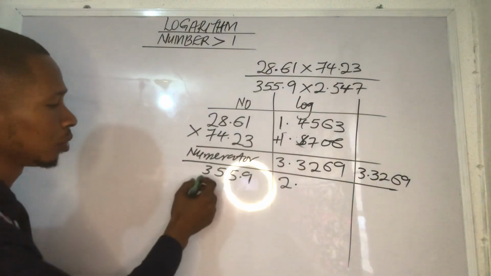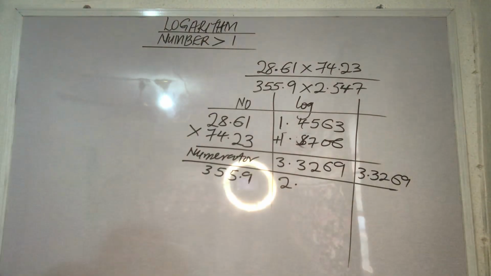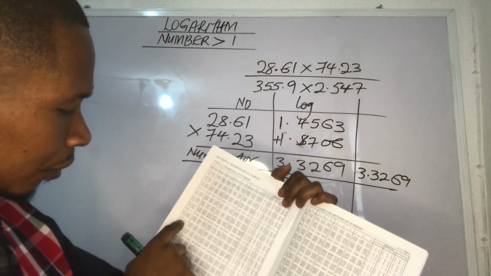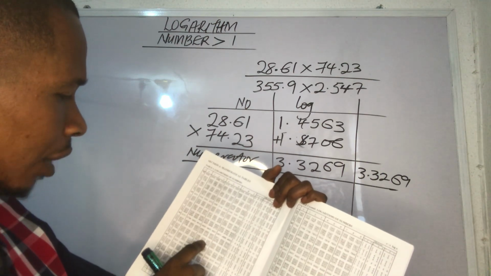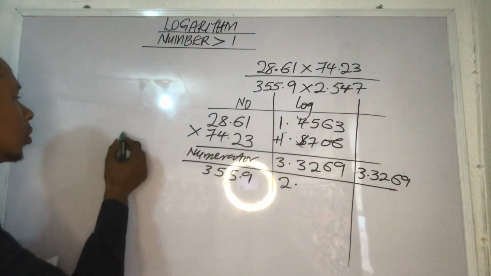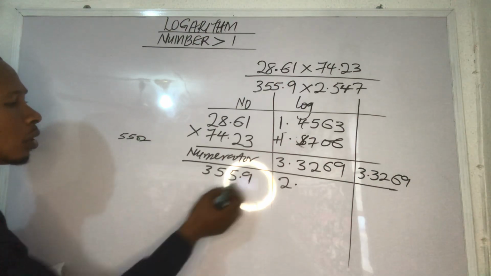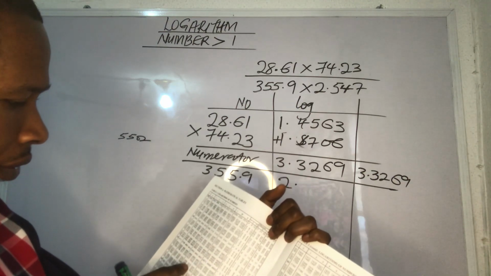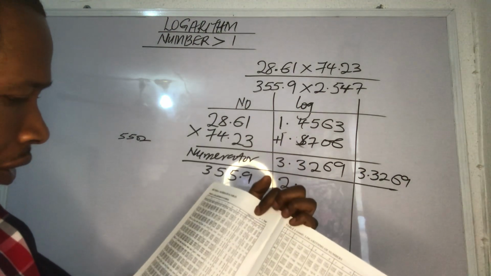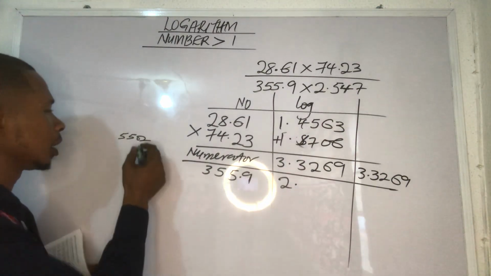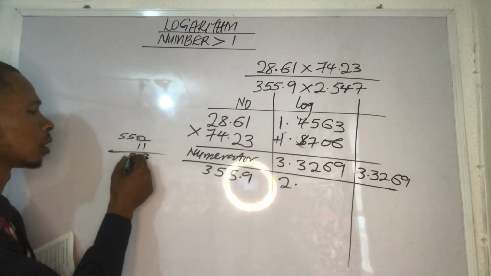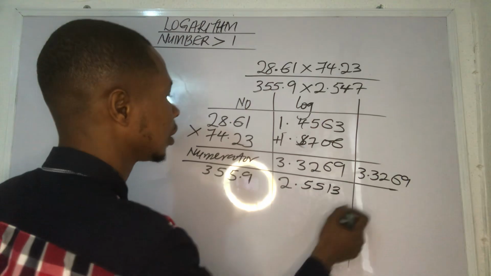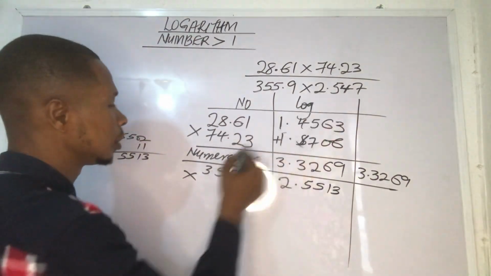Then in this case, I'm going to check 35 under 5. 35 under 5 is 5502. So that is 5502. Difference 9. Difference 9 is 11. So I'll add 11 to this now. So this will give me 5513.